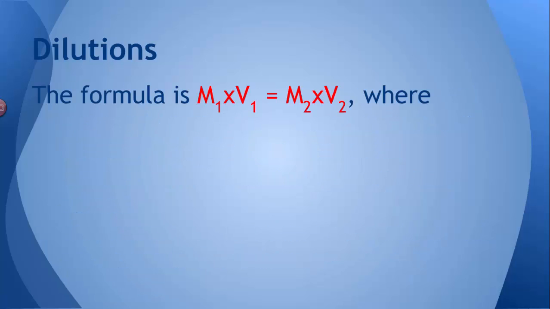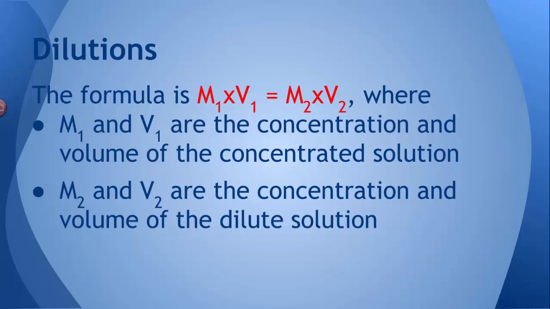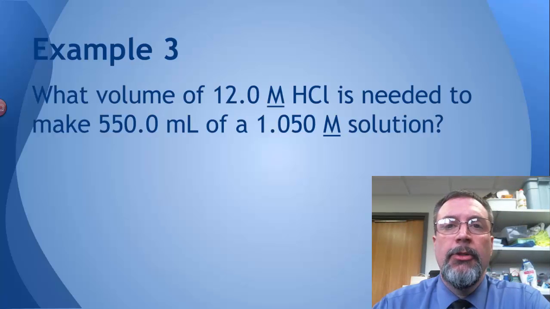The formula that we use is M1 times V1 equals M2 times V2, where M1 and V1 are the concentration and volume of the concentrated or stock solution, and M2 and V2 are the concentration and volume of the dilute solution. There are 4 variables in this equation, and you have to know the values of 3 of them to use it. Oftentimes you'll know M2 and V2 because you know what you're trying to make and how much of it, and you'll know the concentration of your stock solution, but you won't know how much to use. So you'd be solving for V1 in that case. Here's an example doing just that.